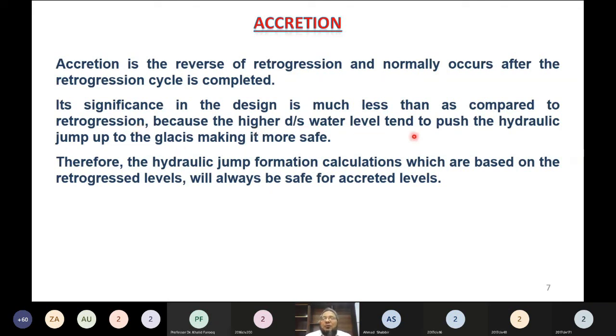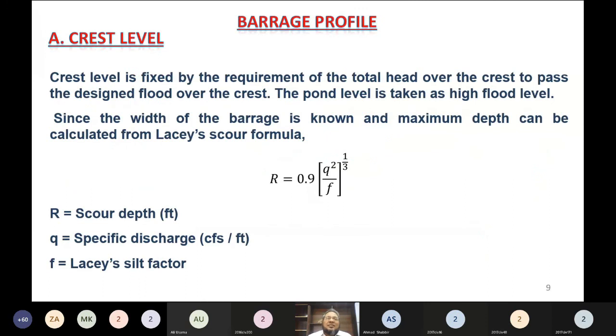because the higher downstream water level tends to push the hydraulic jump to the glacis, making it safer. Therefore, the hydraulic jump formation calculations, which are based on the retrogressed levels, will always be safe for accreted and normal levels. So that is the significance of retrogression. Accretion does not have that much significance, but we wanted to understand this phenomenon, that after the retrogression cycle is completed, the accretion cycle starts. But within those 3-4 years, if we have not designed our barrage considering that retrogression, our barrage may fail. Okay. Now this we've already discussed, and now comes the barrage profile.